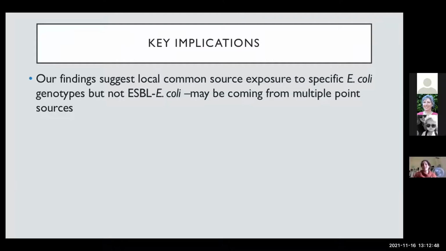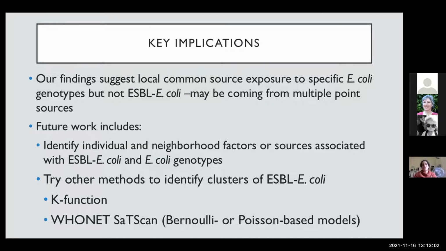So our findings here suggest some local common source exposures for specific genotypes like ST95, but not ESBL E. coli. And like I said before, this is probably because ESBL E. coli is coming from multiple sources. So our future work is going to include identifying individual and neighborhood risk factors or potential sources for individuals who have a UTI with ESBL E. coli or specific E. coli genotypes.